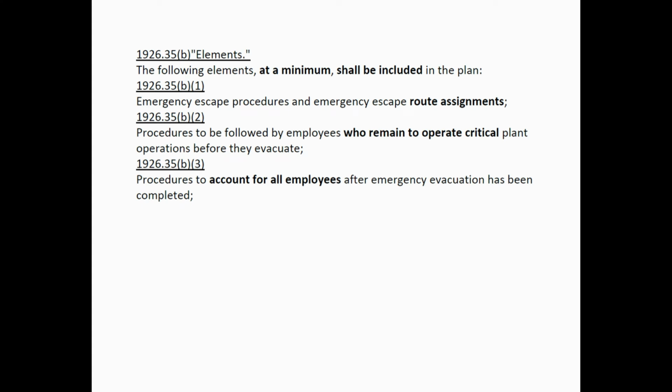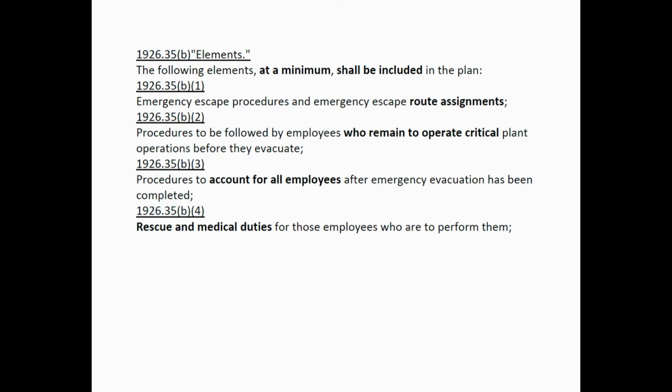Bravo 3, procedures to account for all employees after emergency evacuation has been completed. So the emergency, we've gotten everyone out of the building. How do we account for everybody? We need to make sure every single employee that is within our domain is accounted for. Pretty simple, right? Bravo 4, rescue and medical duties for those employees who are to perform them.